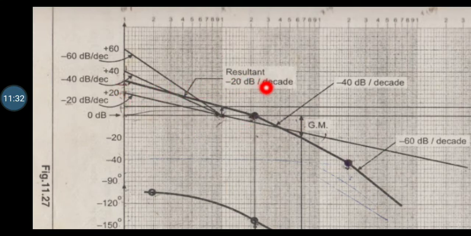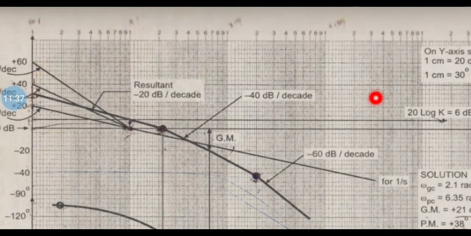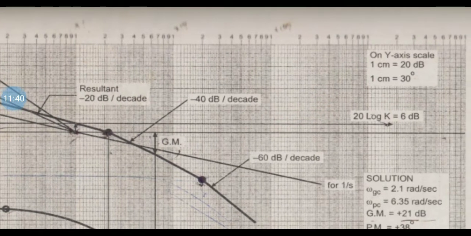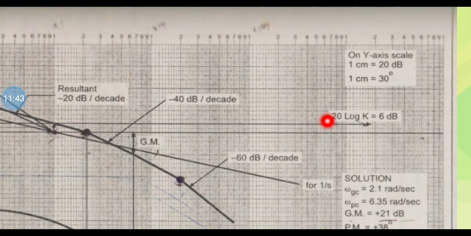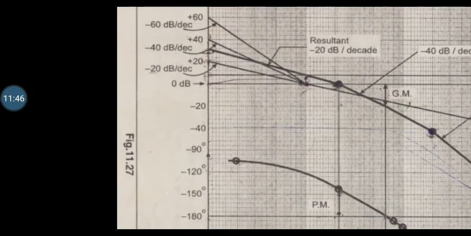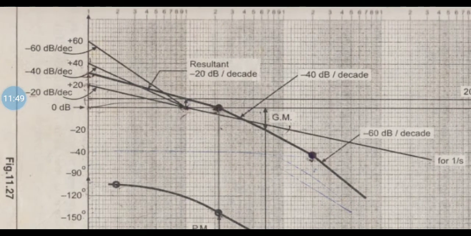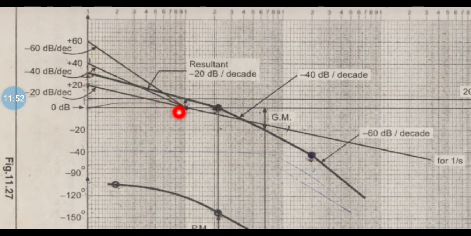Draw a straight line at 6 dB from this line. So this line represents 6 decibels, which is 20 log k, a straight line at 6 decibels. Then draw faint lines from plus 20 crossing the intersection point of omega equal to 10 dB, 40 and 60. Draw faint lines. Then shift this intersection point of omega equal to 10 dB onto the 20 log k line.